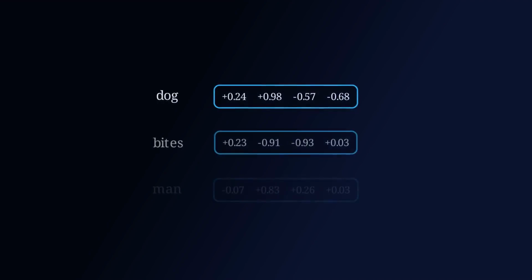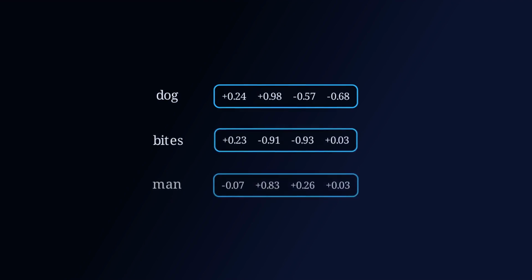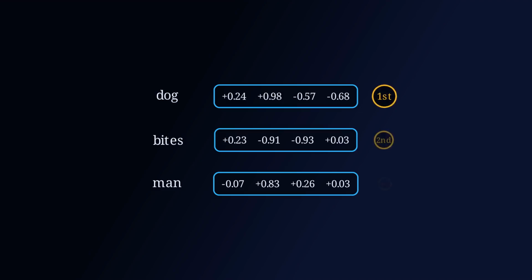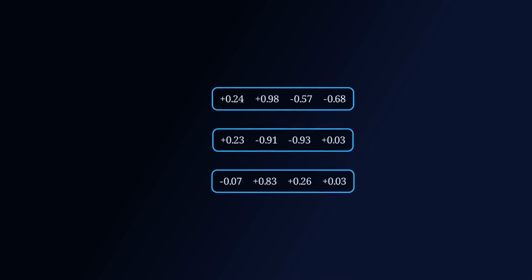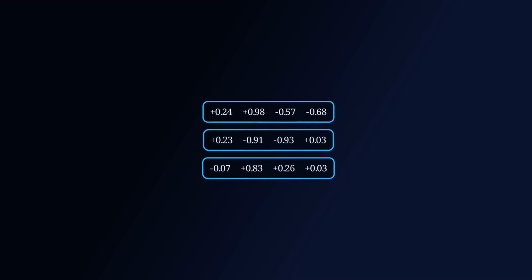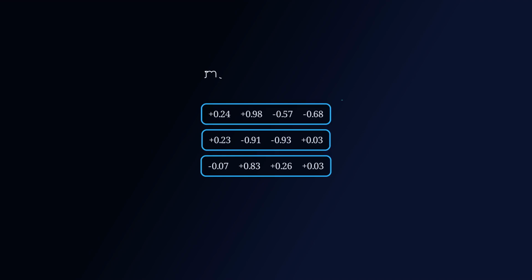There is one more thing to add before we go deeper. So far each token knows what it is, but not where it sits in the sentence. Order matters enormously. Dog bites man is not man bites dog, so the model mixes in positional information, tagging each vector with its place in the sequence. Now we have a stack of vectors, one per token, each encoding both meaning and position. This stack is the raw material the model will refine.